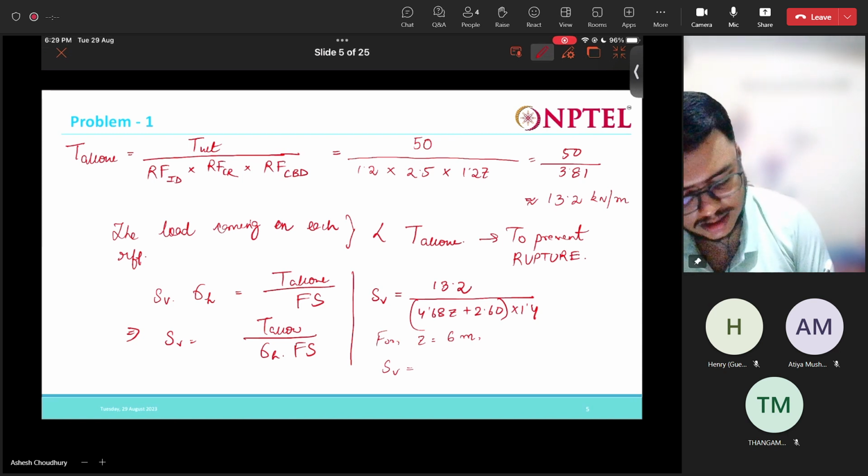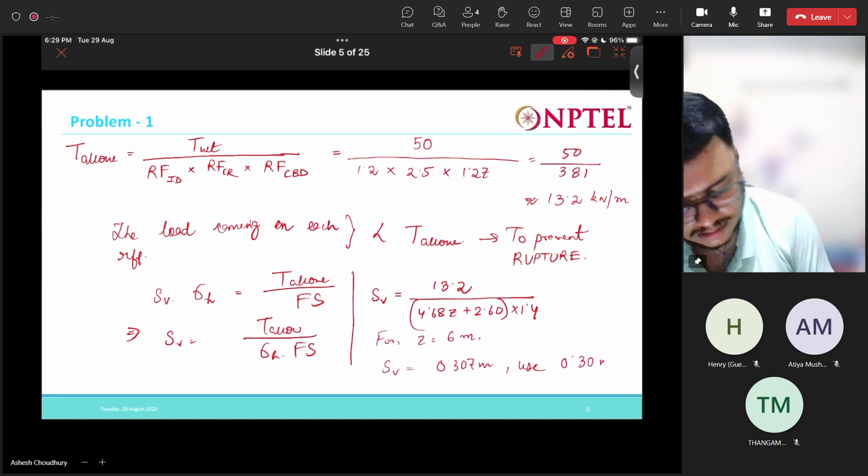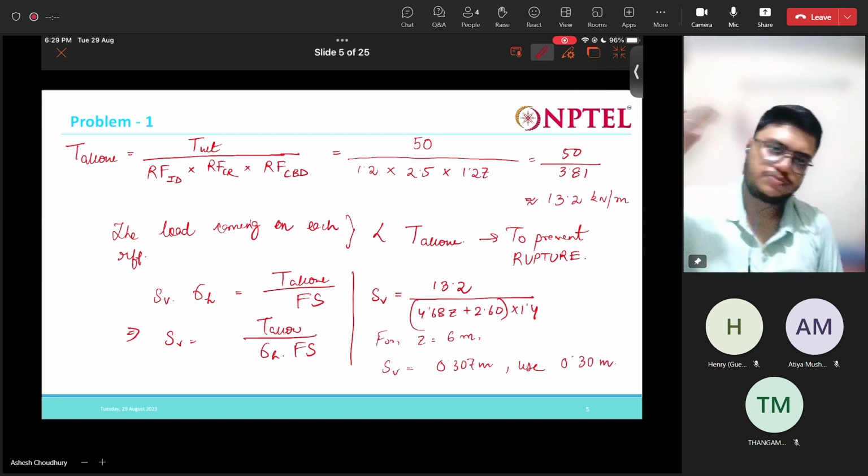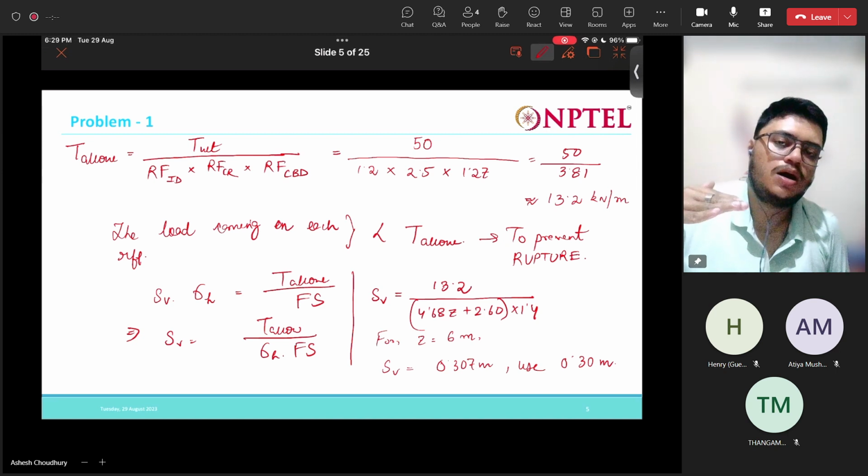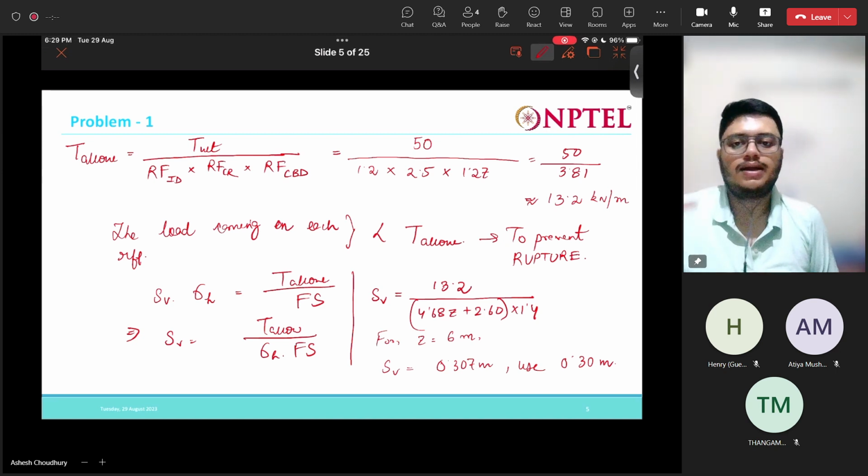It is 0.307 meters. So we can use 0.30 meter. So below, at about full depth of the wall, we have to use a spacing of about 0.3 meters.